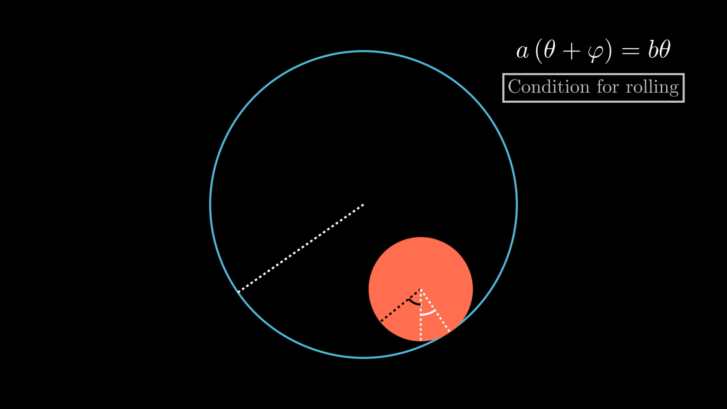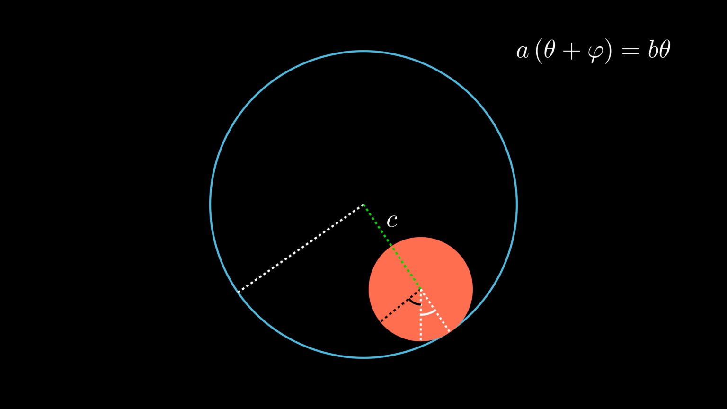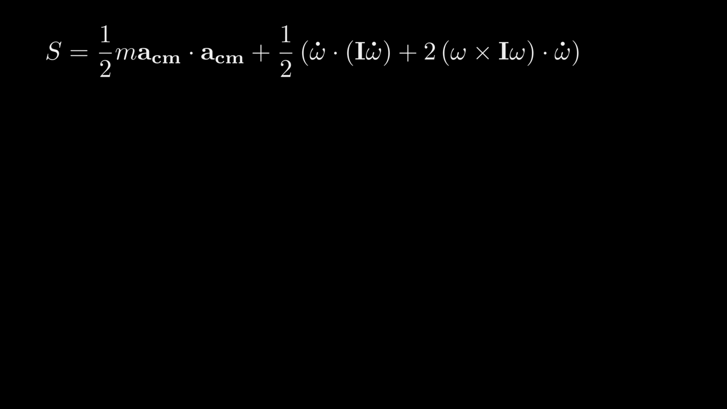We get that the condition for rolling without slipping is that the radius of the smaller disk times the sum of the angles is equal to the radius of the larger disk times theta. We can simplify this and define c to be the difference in radii, which is the distance between the centers of the disks. This is where the fun begins.